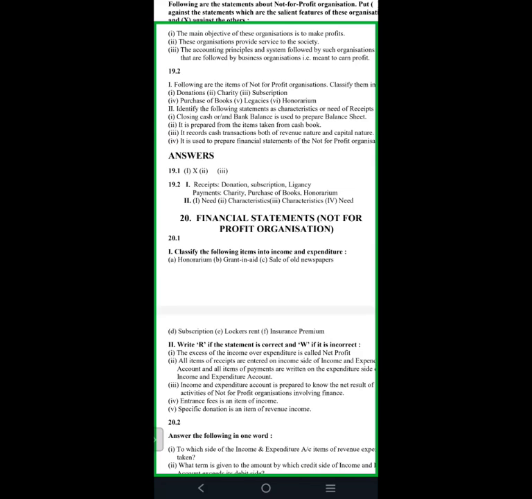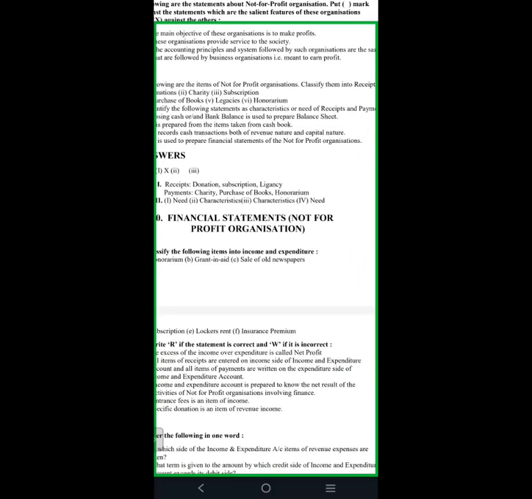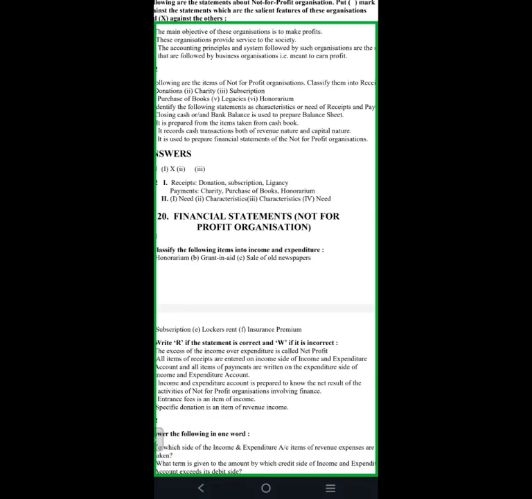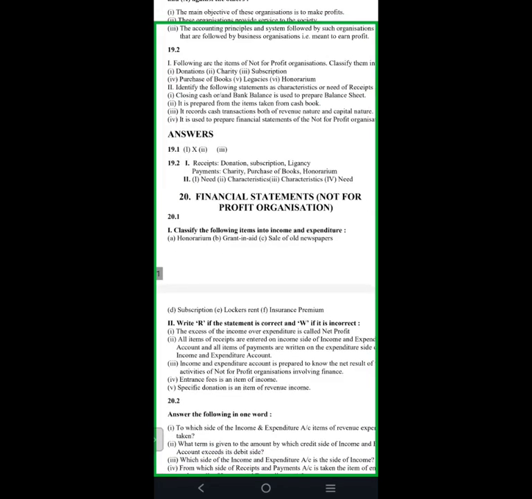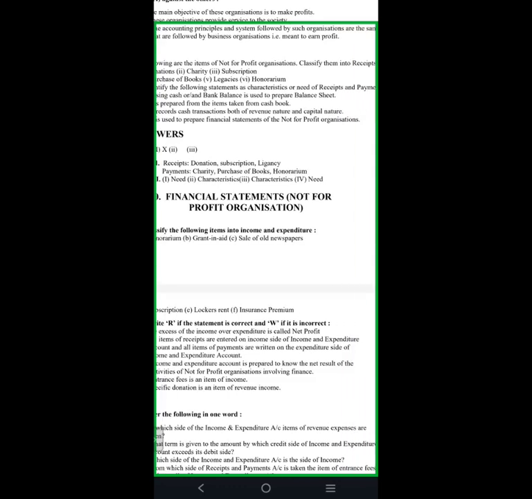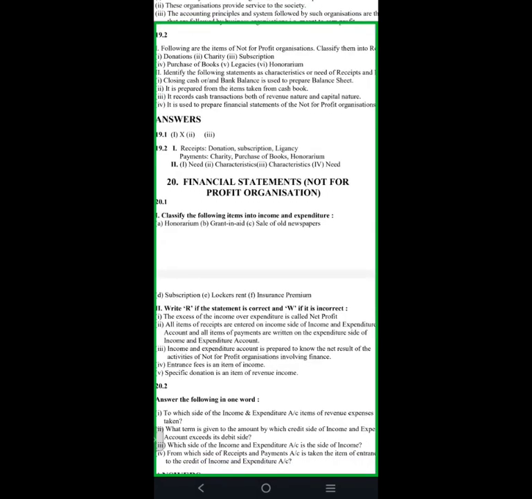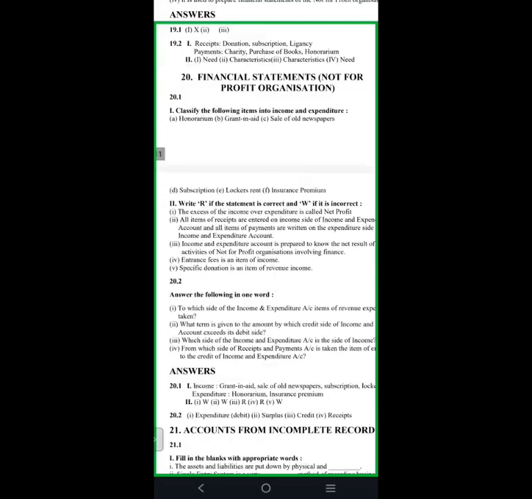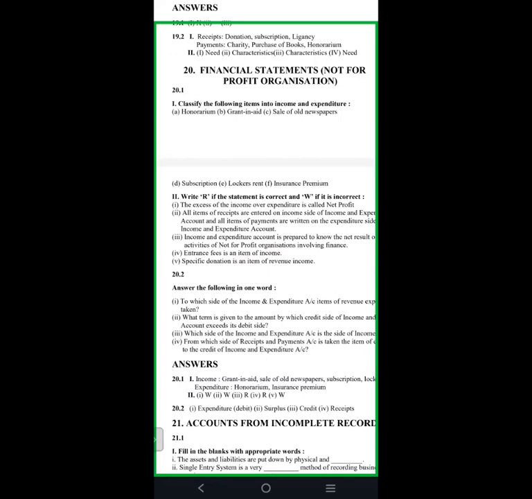It records cash transactions both of revenue nature and capital nature. That is also a characteristic. It is used to prepare financial statements of the not-for-profit organization. That is a need.